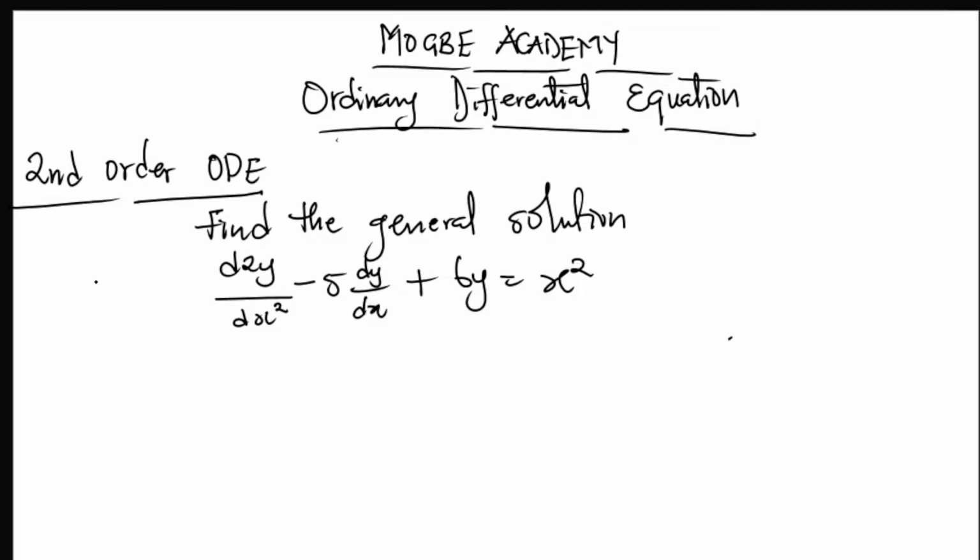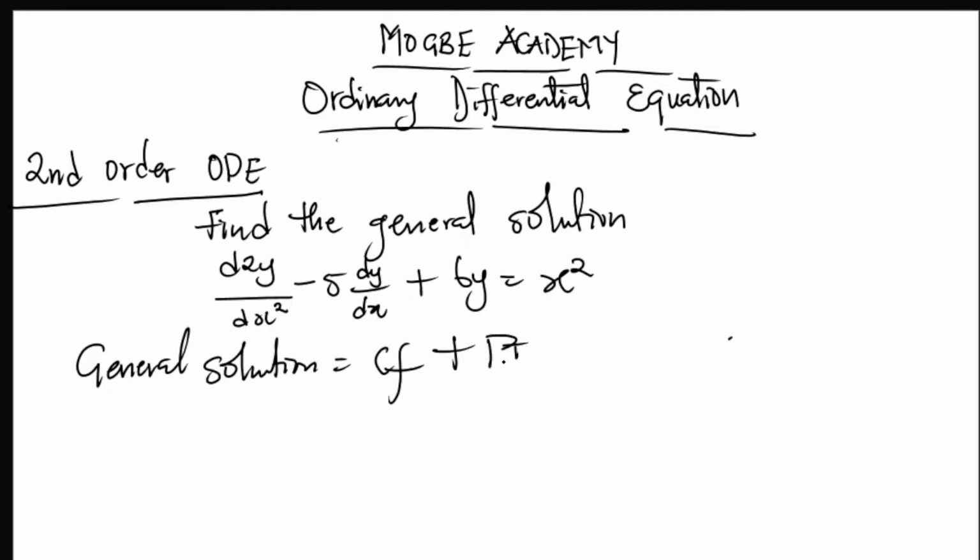Your general solution is given to be CF plus PI, or better still, you can have y = CF plus y = PI, where we know that our CF is what we call our complementary function, while your PI is called your particular integral.